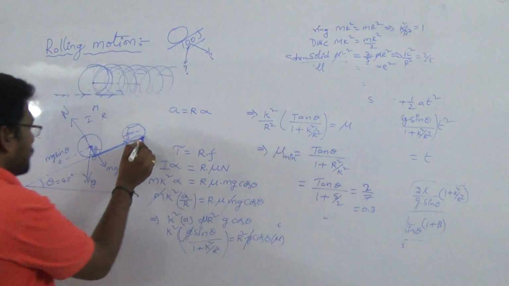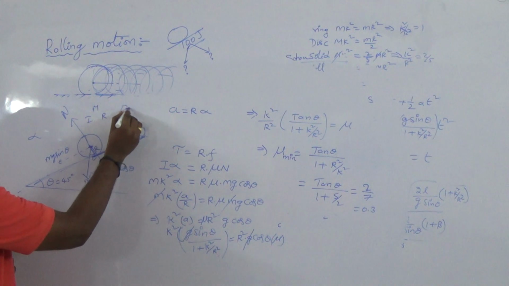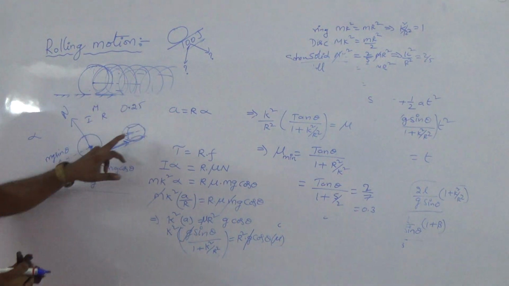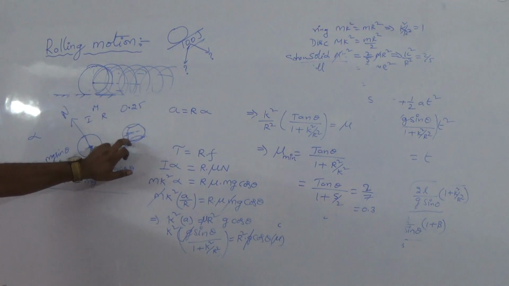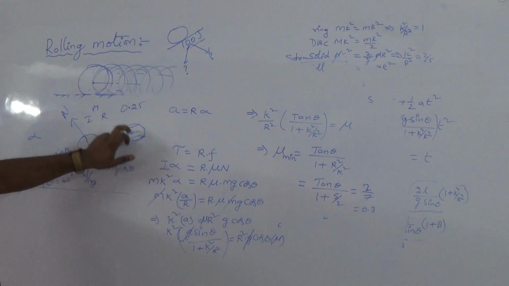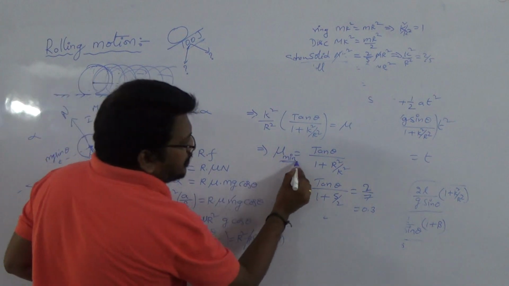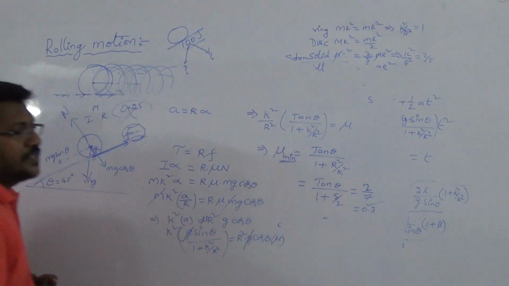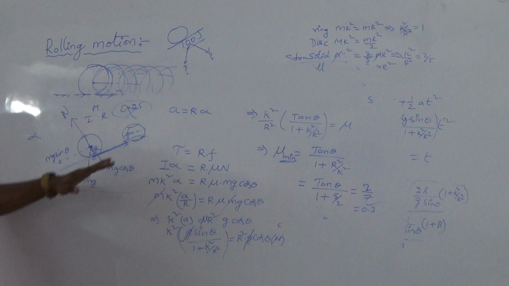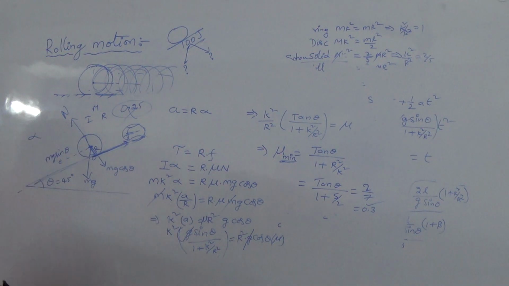For example, say the coefficient of friction of this surface is 0.25. A sphere is placed on this surface. Is it possible to roll? No, because with this friction it is not possible. The minimum coefficient of friction required is 0.3. So from that we can calculate the value. For example, they give like that.